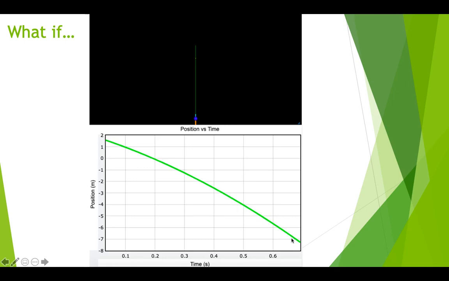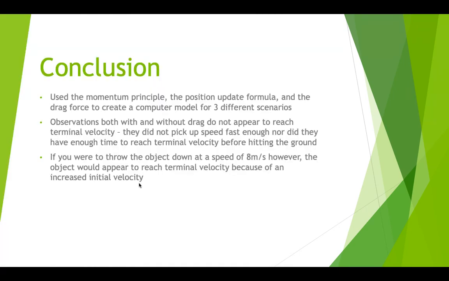To conclude, we have answered our original question asking what the effects are of drag on falling objects. We used the momentum principle and the position update formula, as well as the drag force, to create 3 different computer models for 3 scenarios. For the first 2, with and without drag, we observed that they did not reach terminal velocity because of the curve in the velocity versus time graph.